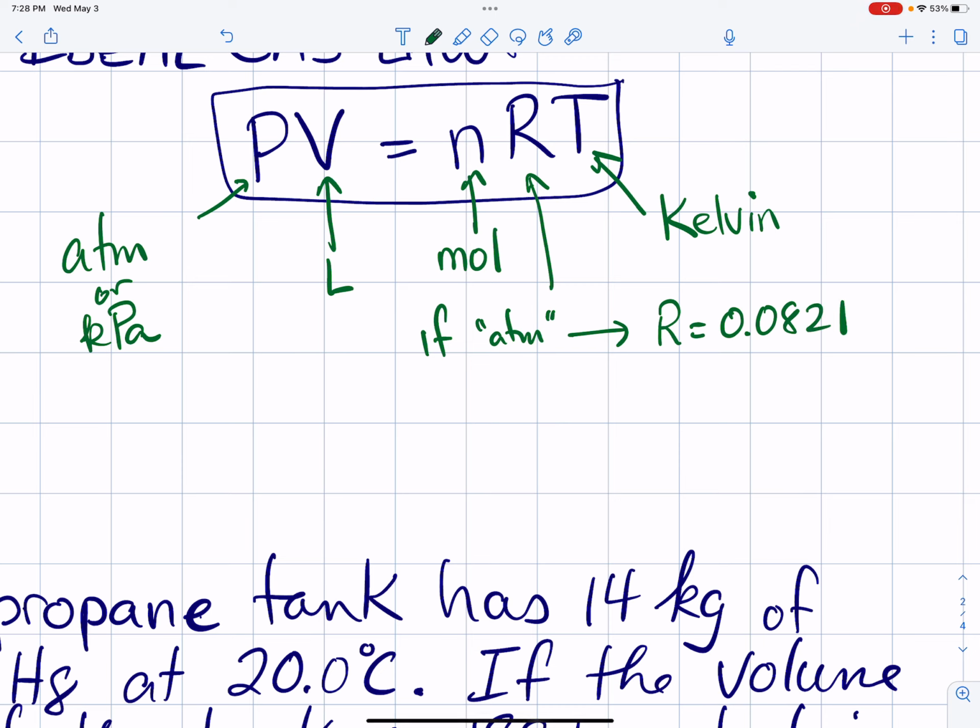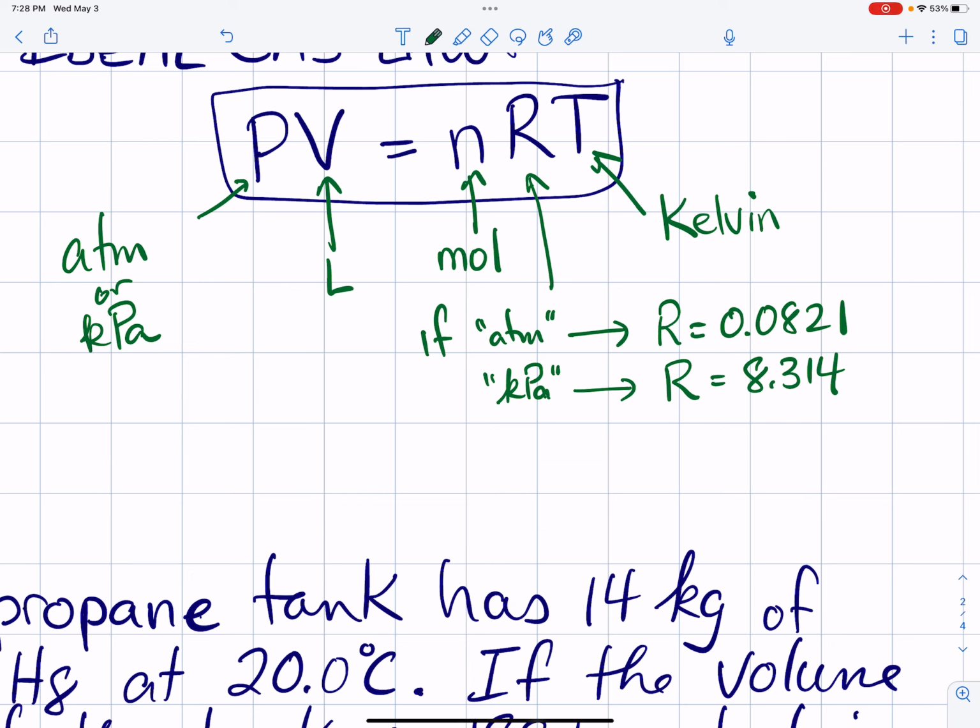Okay, so when you use pressure in atmospheres, this is the value for R that you have to use. If you're going to use kilopascals for pressure in the ideal gas law, then now we use a different value for R. It's going to be 8.314. If you wanted, I could give you a third value for R if you wanted to use millimeters mercury as your pressure units, but we're not going to do that.